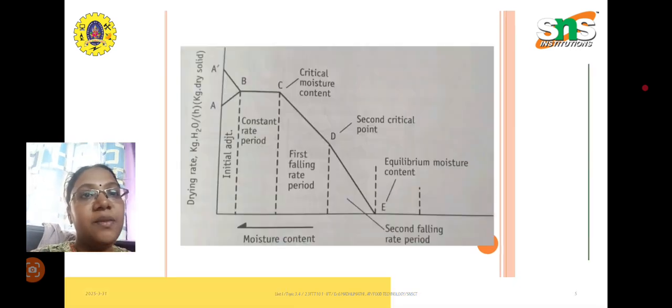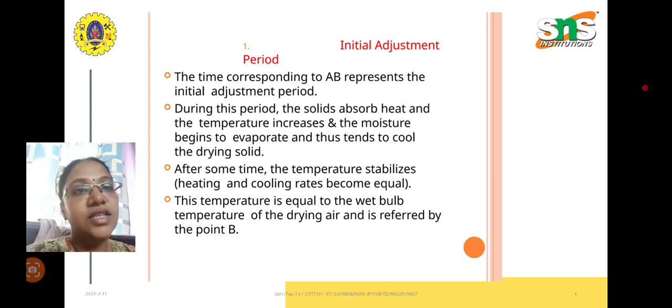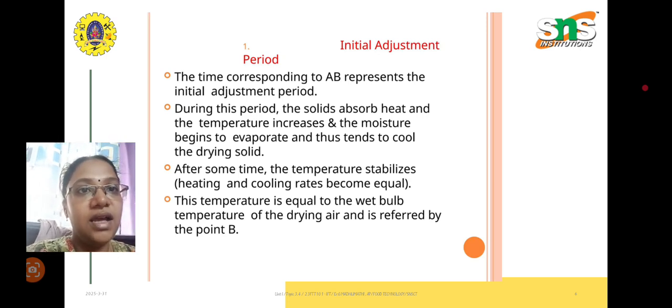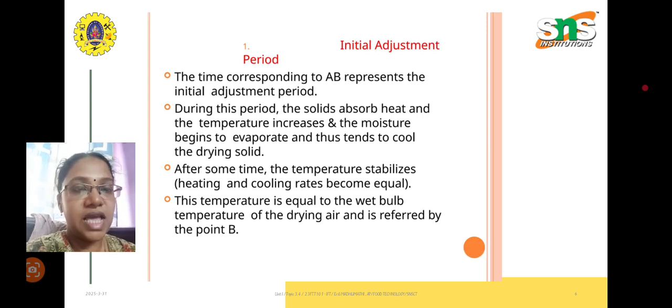So from the diagram, we can see that A and B represent the first initial adjustment period. During this period, the solids absorb heat and the temperature increases, and the moisture just begins to evaporate from the drying solid. After this period, the temperature will stabilize, that is, the heating and the cooling will become almost equal from this AB stage.